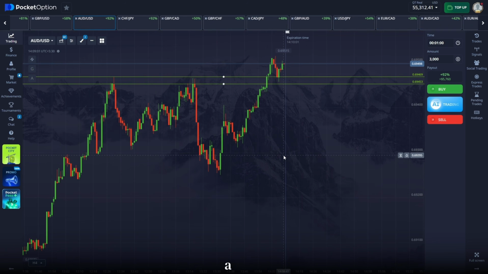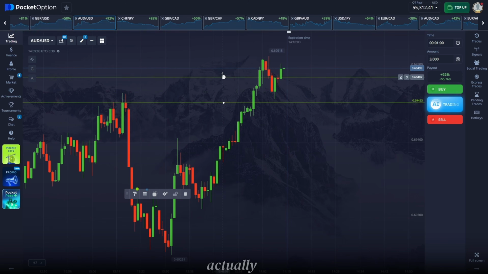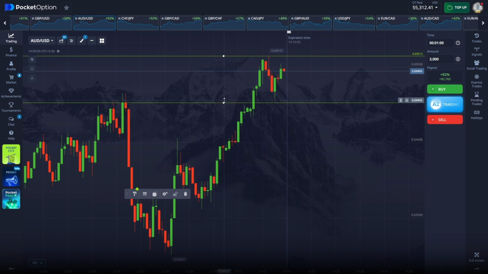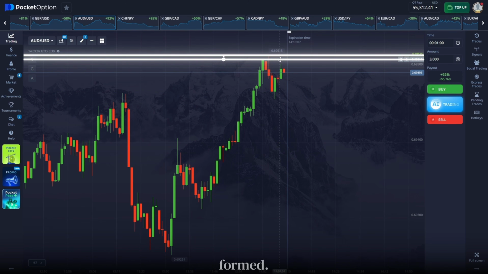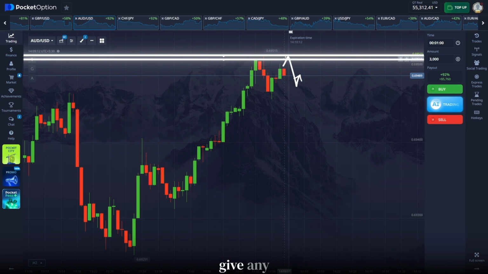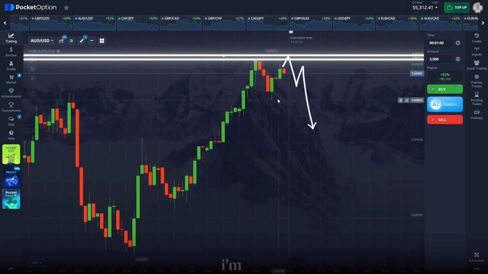Let me find a good trading opportunity. We can actually use this resistance which is recently formed. So let's wait now for the price to go up. Once price reach here, if price does not give any breakout, I will use it for a reversal trade. Let's wait now. I'm not going to use this support level at all.